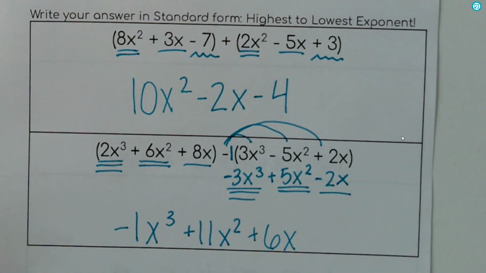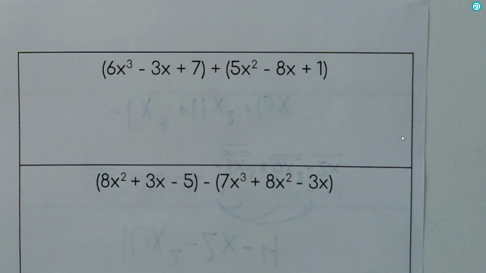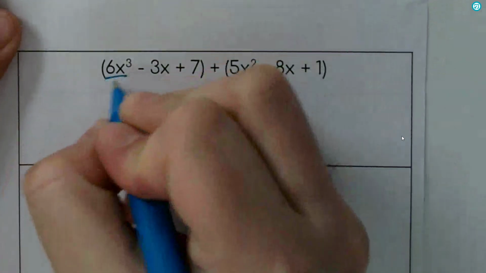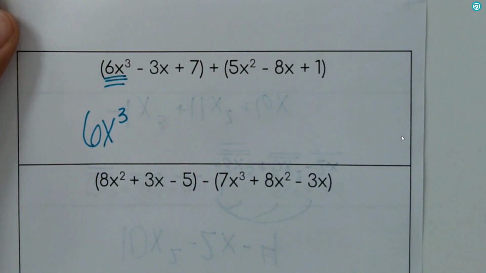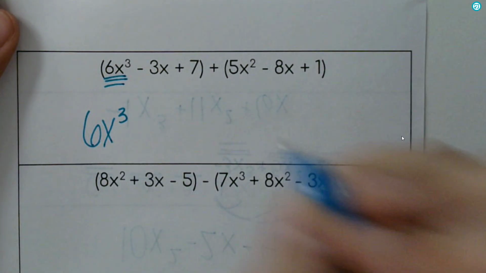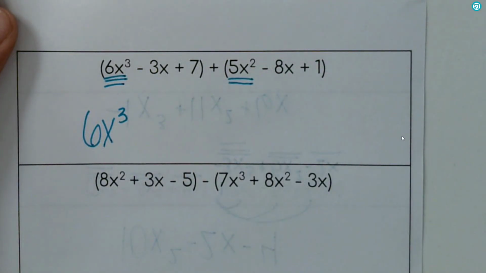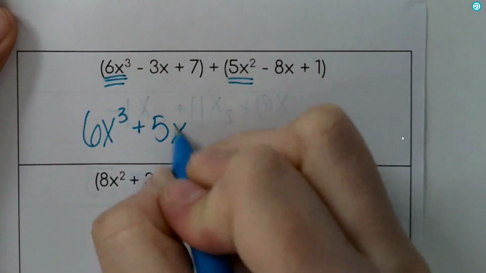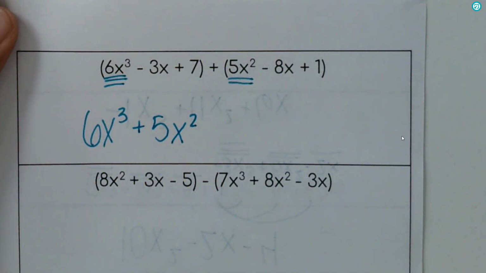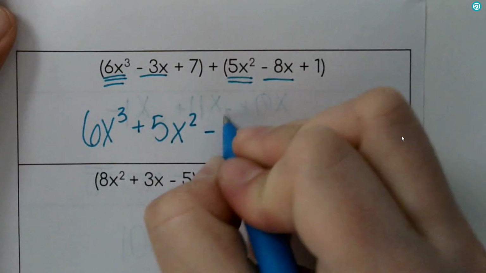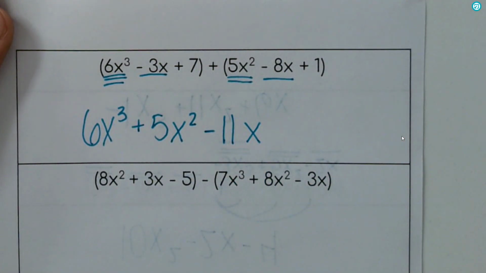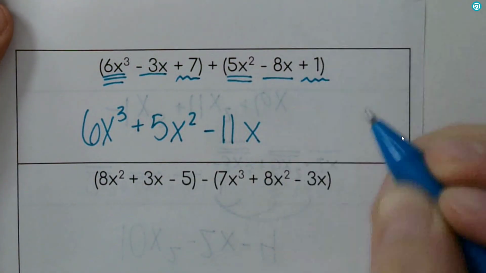We've got 2 more on the back, 1 addition, 1 subtraction. These notes are short and sweet. Addition: the highest exponent I see is 6x cubed. Is there anybody for me to combine it with? No, so I don't combine it with anybody. It just stays by itself. And then I've got a 5x squared. Nobody for me to combine that with. Negative 3x and negative 8x is negative 11x. And then 7 and 1 is 8.